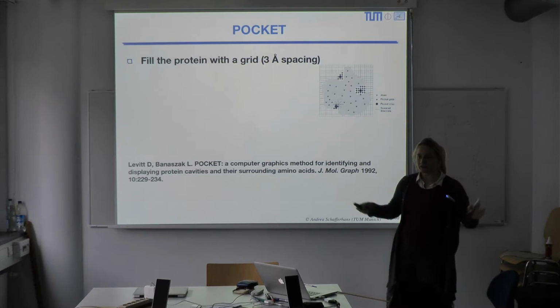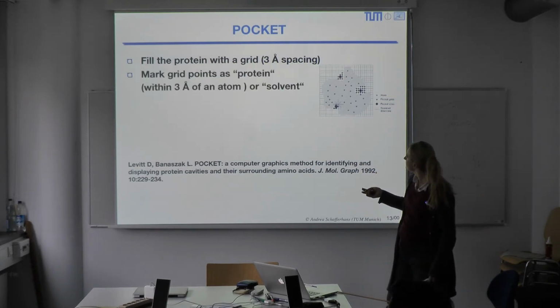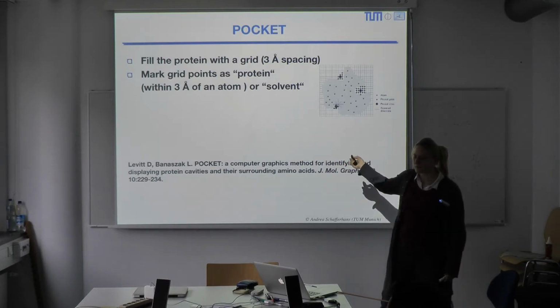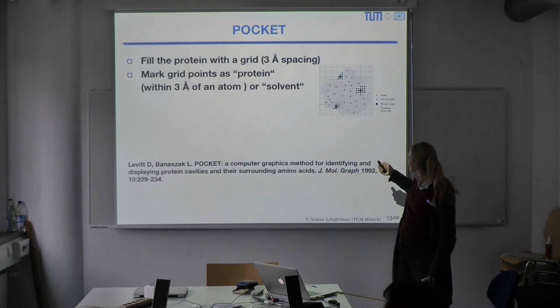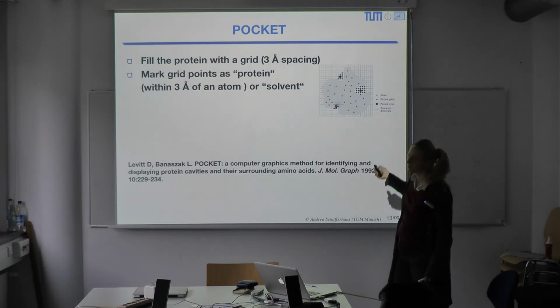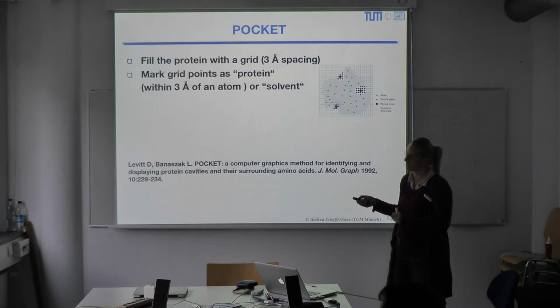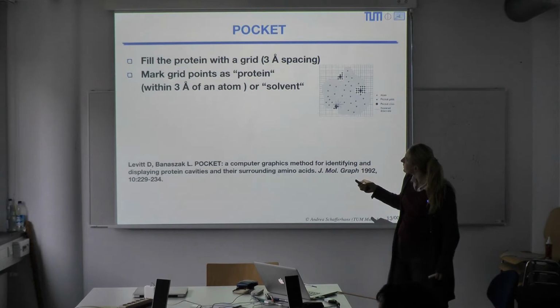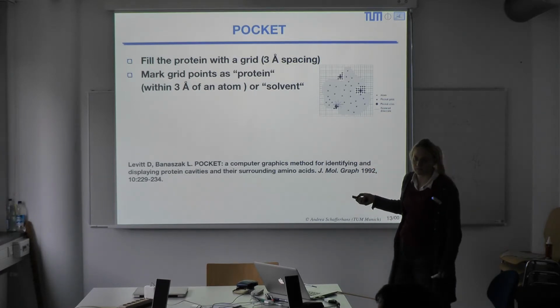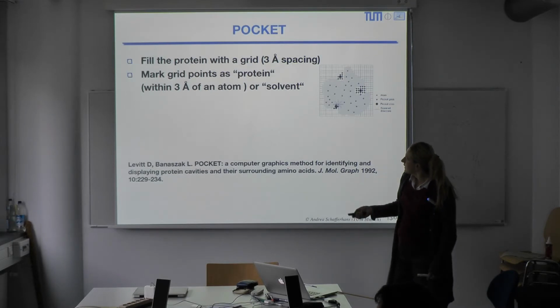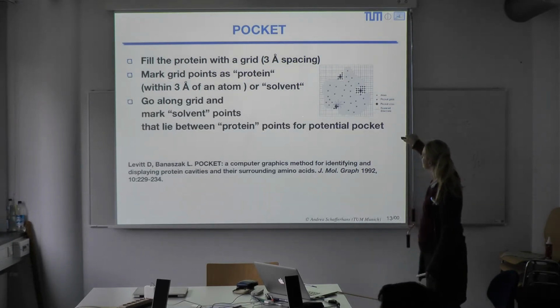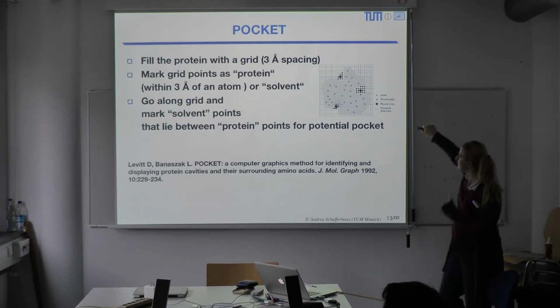What they do is they take the protein, fill it with a 3 angstrom grid. Of course in 3 dimensions, but it's hard to draw them, so I just showed the figure in 2 dimensions. Now they go through the whole grid and always mark the point whether it's in the solvent or within the protein. So you have a grid which has got labels, protein or solvent. And a grid point is called protein if you find an atom within 3 angstrom around it. Now the next thing is to go along the grid and you mark every solvent point where you have found a protein before and a protein after.